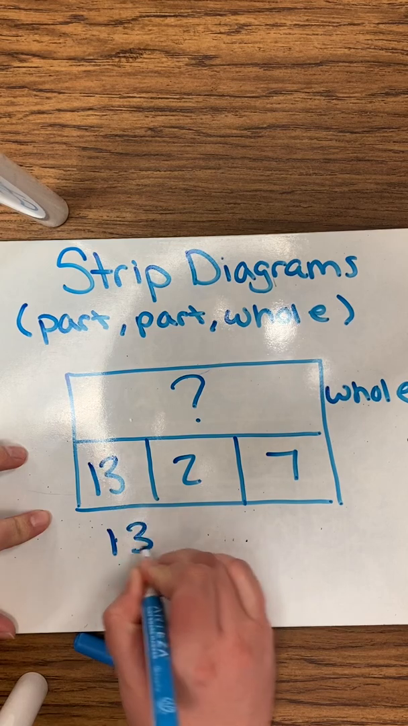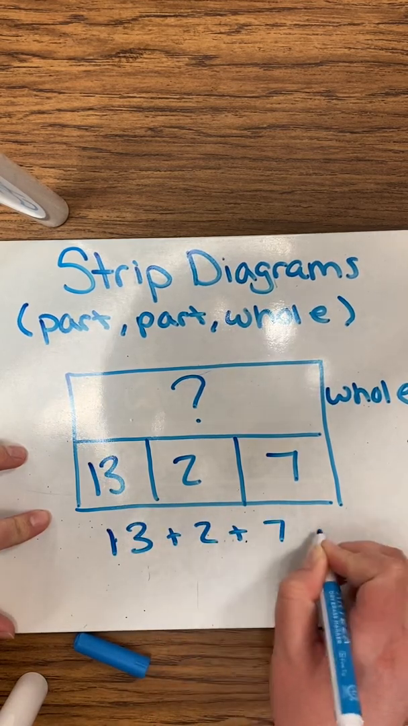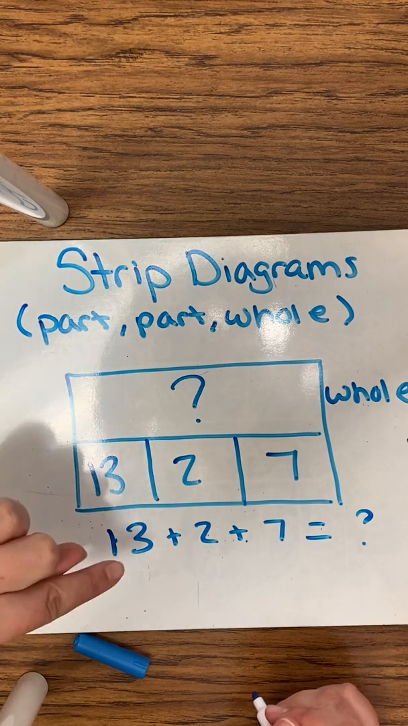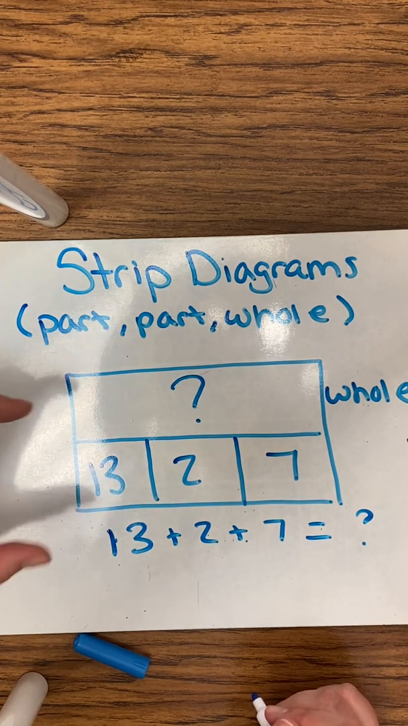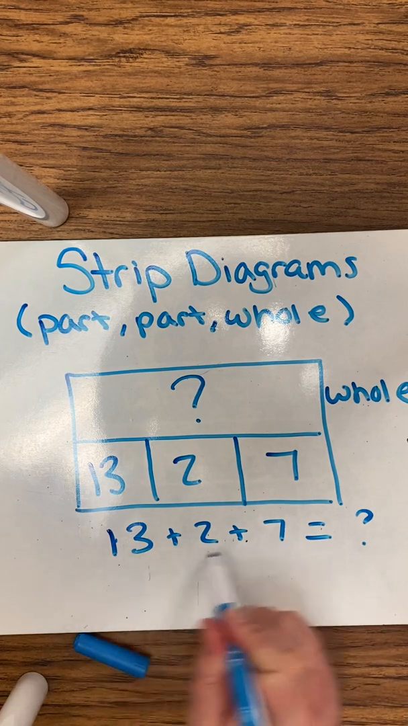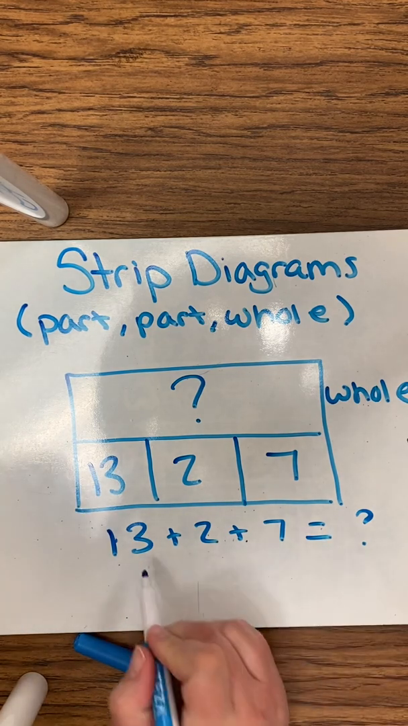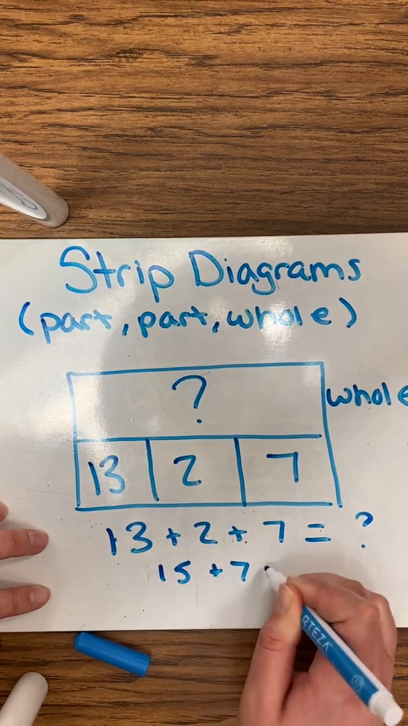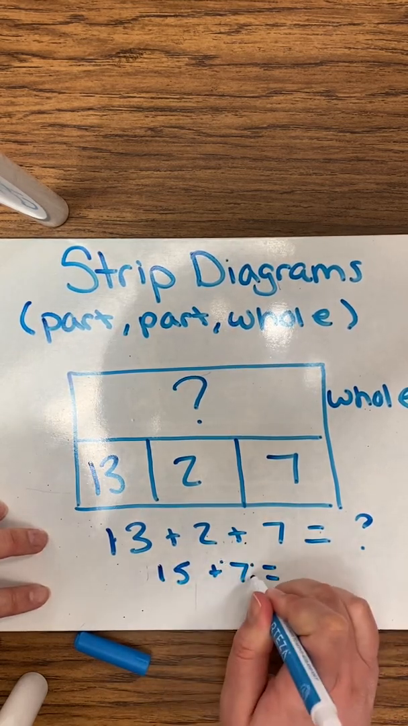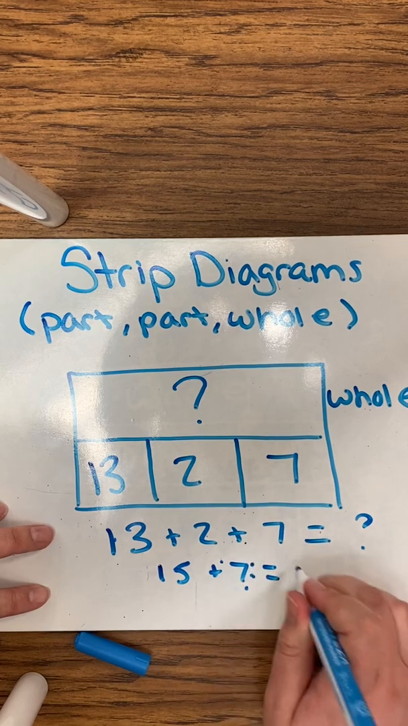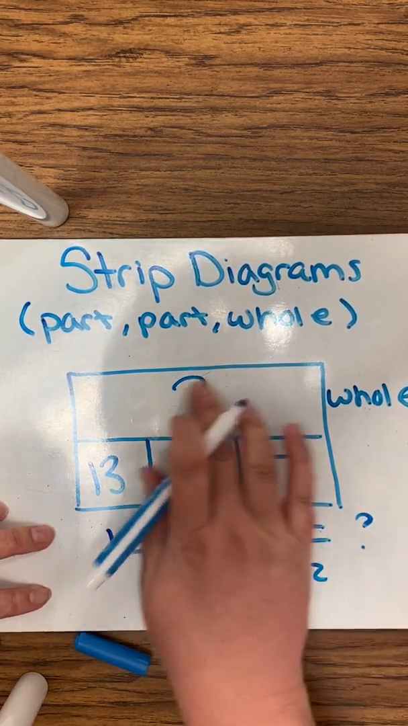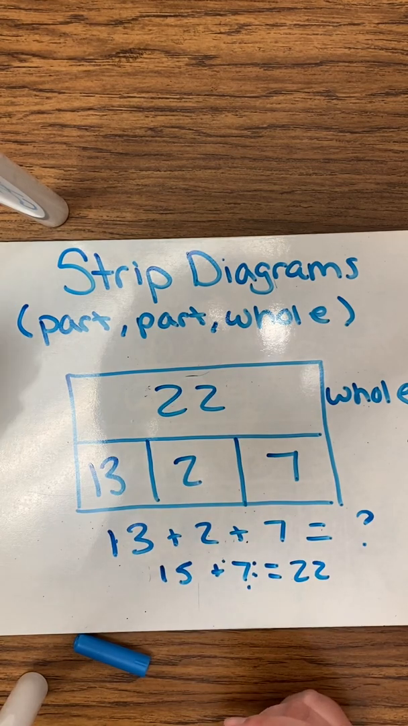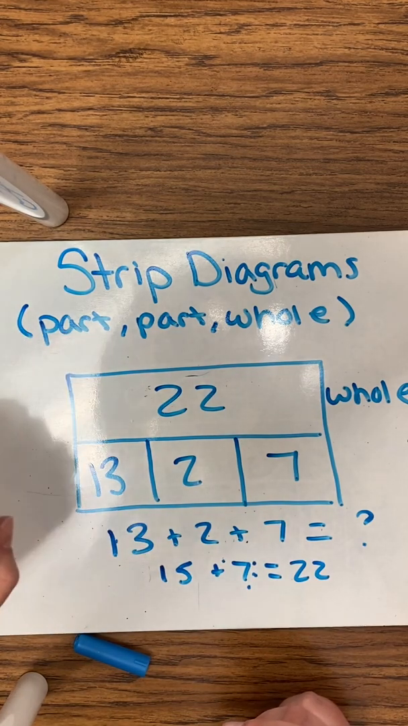And another way of writing this, we would write it like this. They are telling us the exact same thing, except one is in a strip diagram pictograph, and this is an actual number sentence. So 13 plus 2 is 15, plus 7, 16, 17, 18, 19, 20, 21, 22. So then our whole piece is 22. So this is what it would be like for an addition problem.